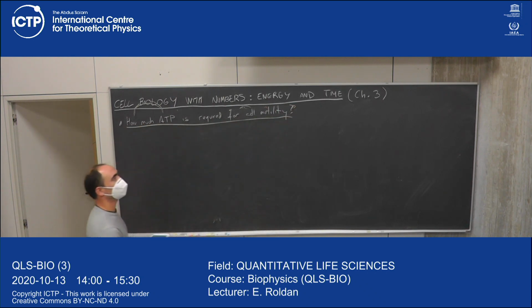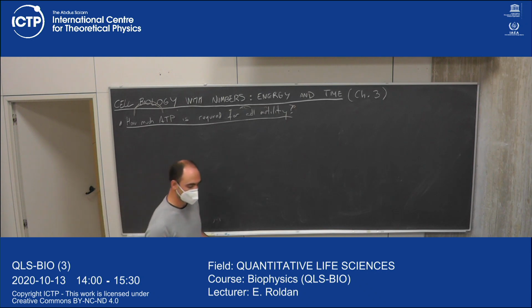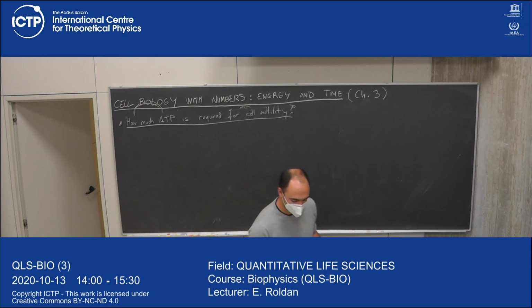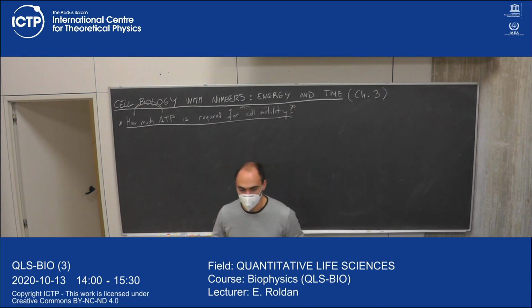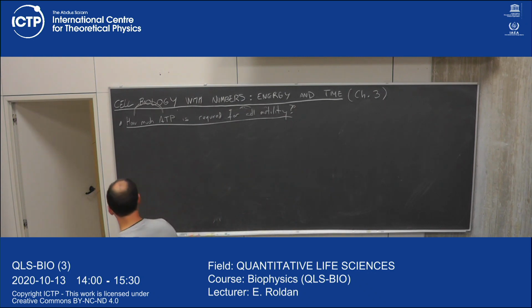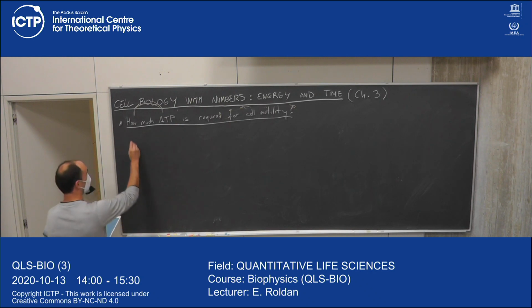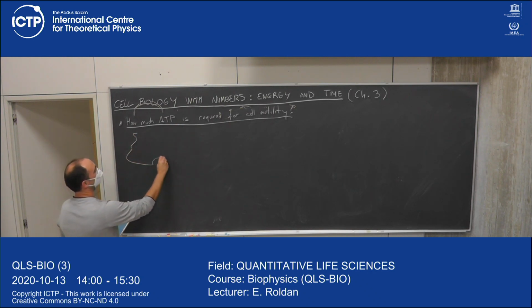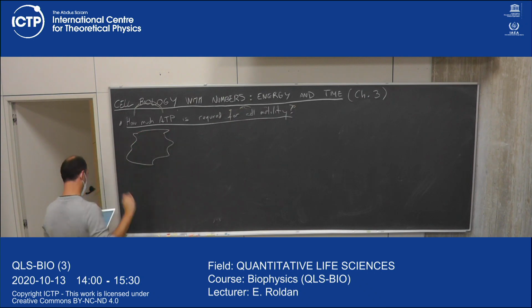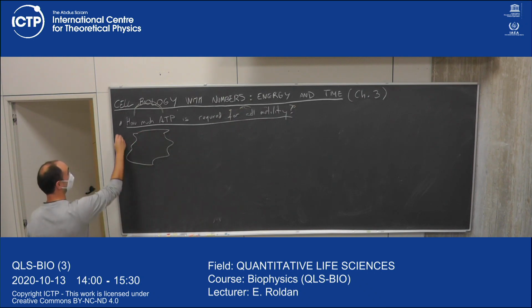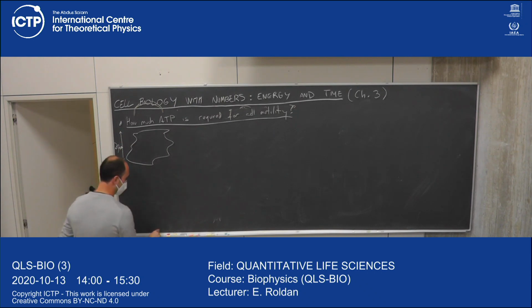Of course, I cannot make this question like this and say how much ATP is required for cell motility. There are different types of cells. Each cell has a different size, different forces, different mechanisms to move. So I have to give you a model if I ask you this. And the model and the data that I give you is the following. So we have a cell of a very irregular shape that has a height of 20 microns, okay, and that it has a cytoskeleton.